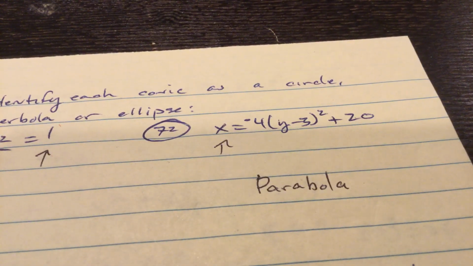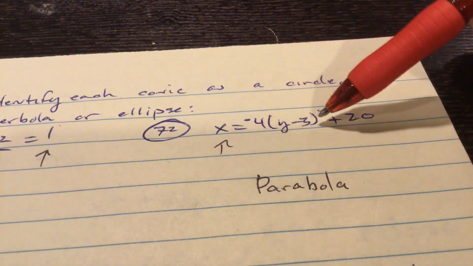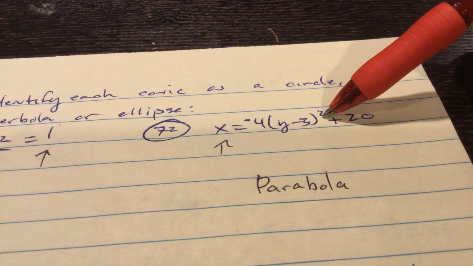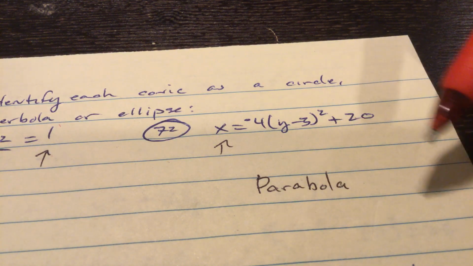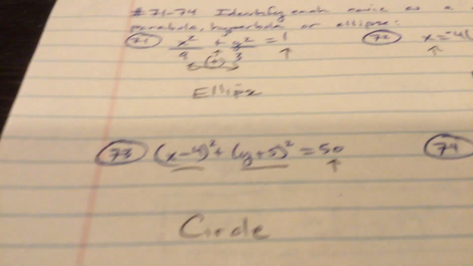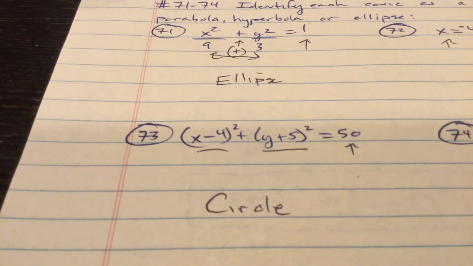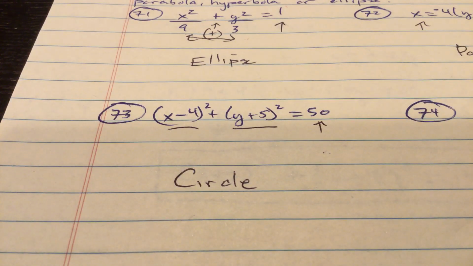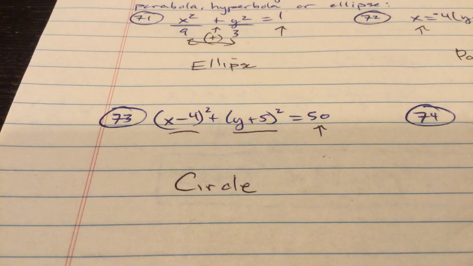You're not going to see this one in your game plan, but folks, if only one variable is squared, it has to be a parabola. Parabolas open north and south. They can also open to the right and to the left. You'll learn that next year in pre-calc. x squared and y squared are not being divided by something. It equals 50. There's a plus. That is a circle.